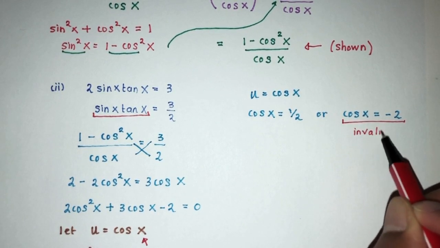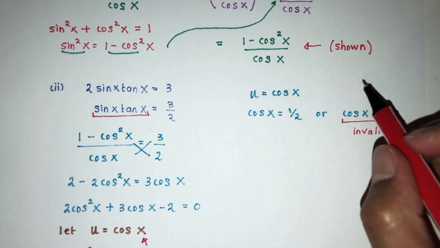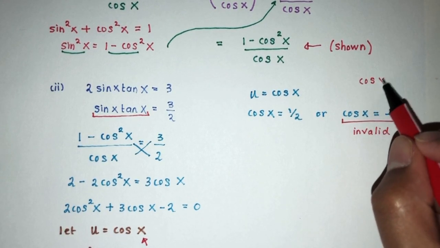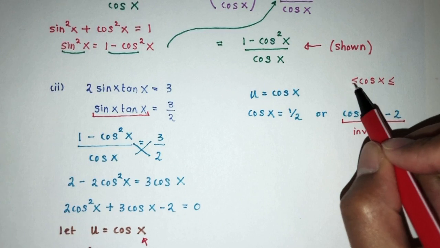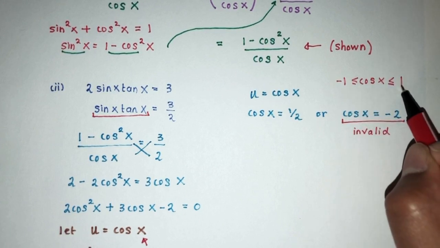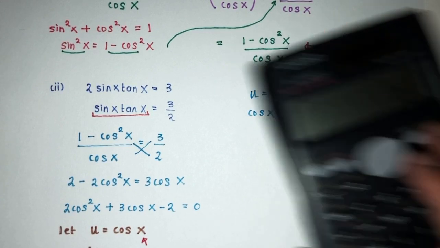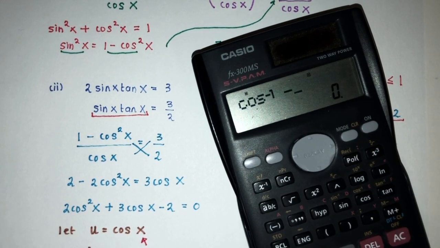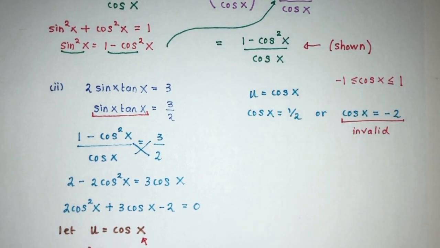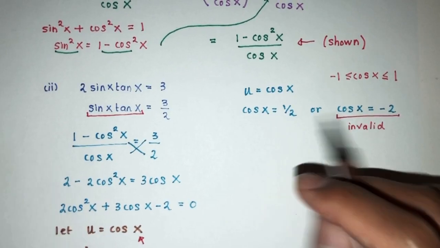It will not give you any answer because we know that the value of cos x has to be between minus 1 and 1. It cannot be more than those values, so past minus 1, it will not be possible. You can always check cos inverse of minus 2, not possible. It will be a math error in this case. So we can only proceed with this one.